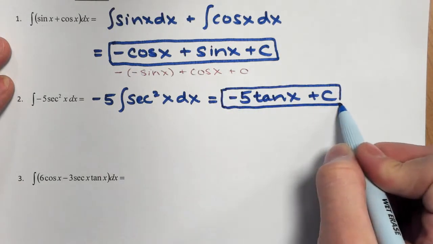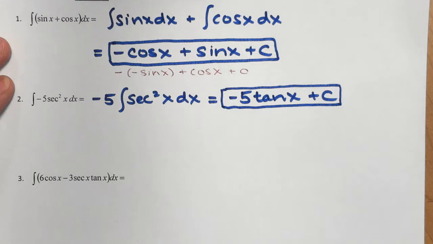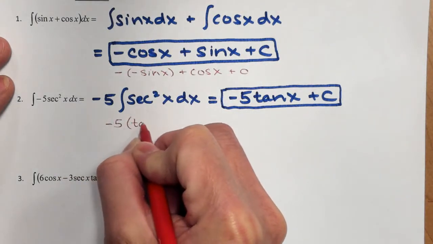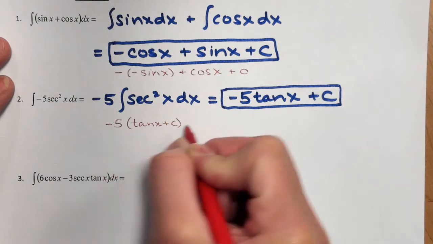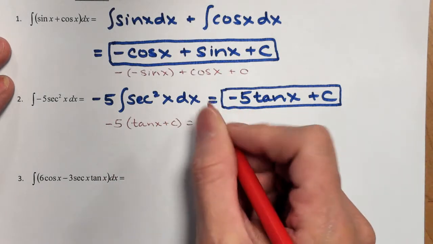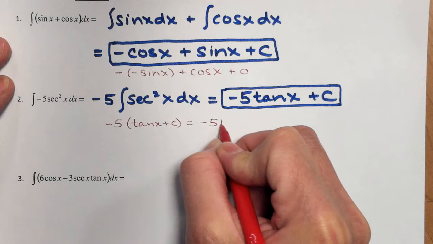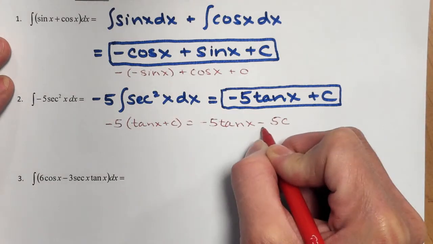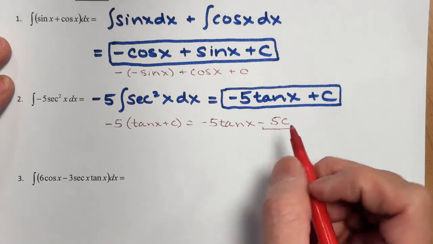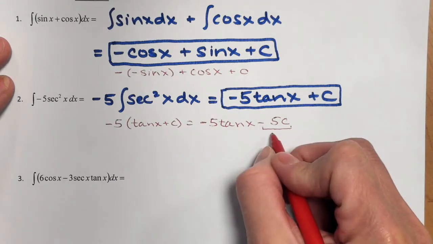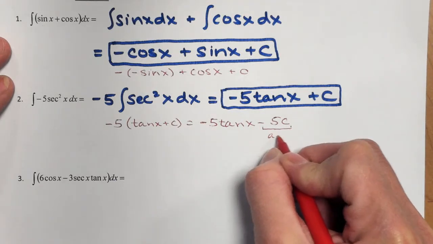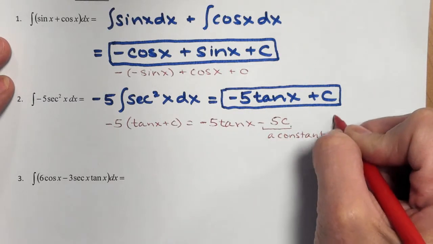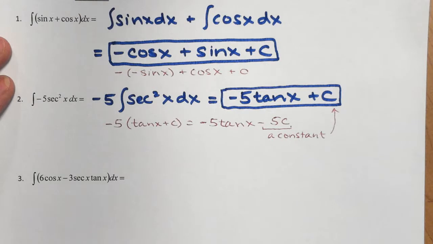And again, people always ask me, well, why isn't it negative 5 times tangent x plus c? But when you distribute the negative 5, you get negative 5 tangent x minus 5c. Well, negative 5 times a constant is just a constant. So I can write that as some constant plus c.